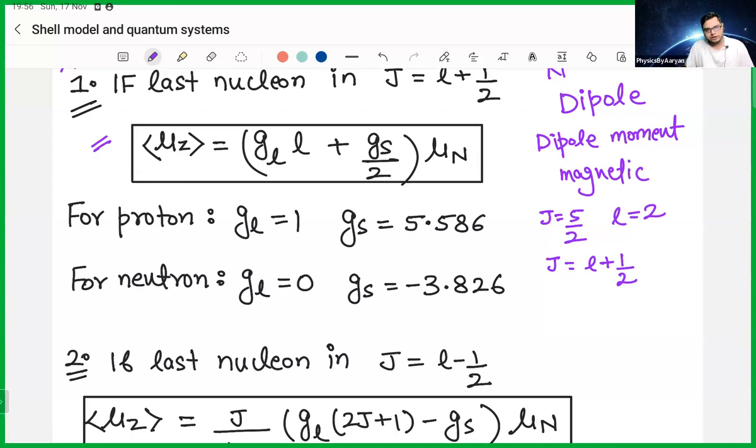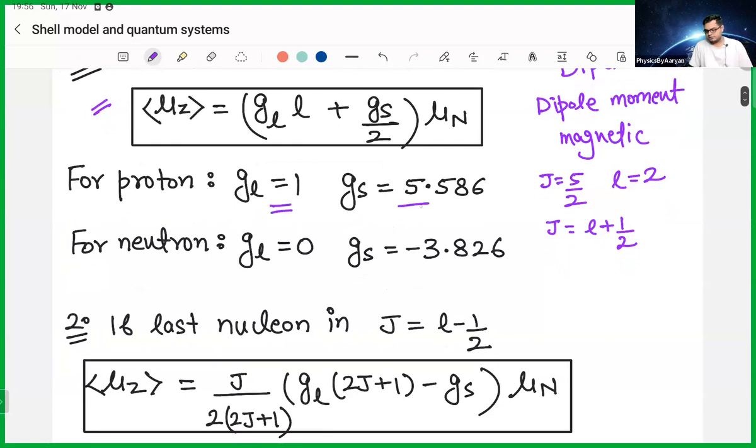Your answers will be in terms of μN only. For a proton, the value of gL is 1 and the value of gS is 5.586. For a neutron, the value of gL is 0 and the value of gS is minus 3.826. Why do we have gL and gS, and what are they?